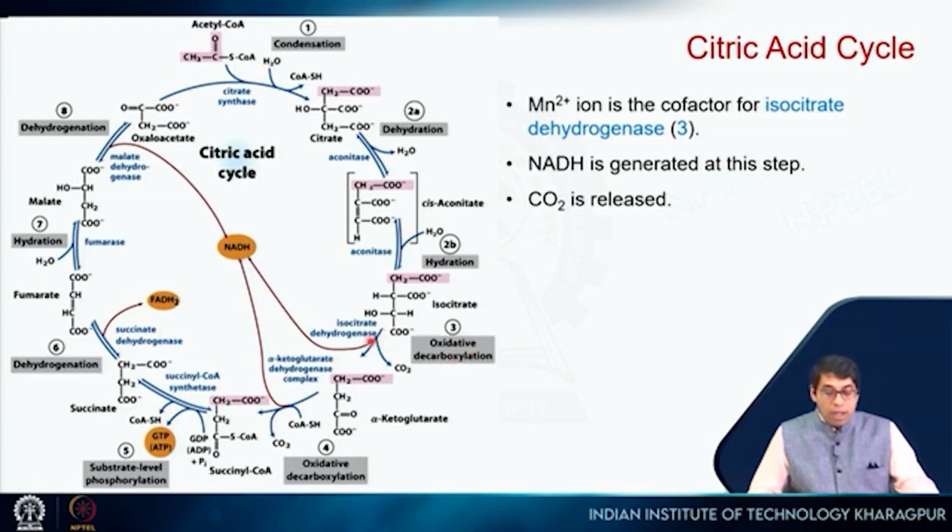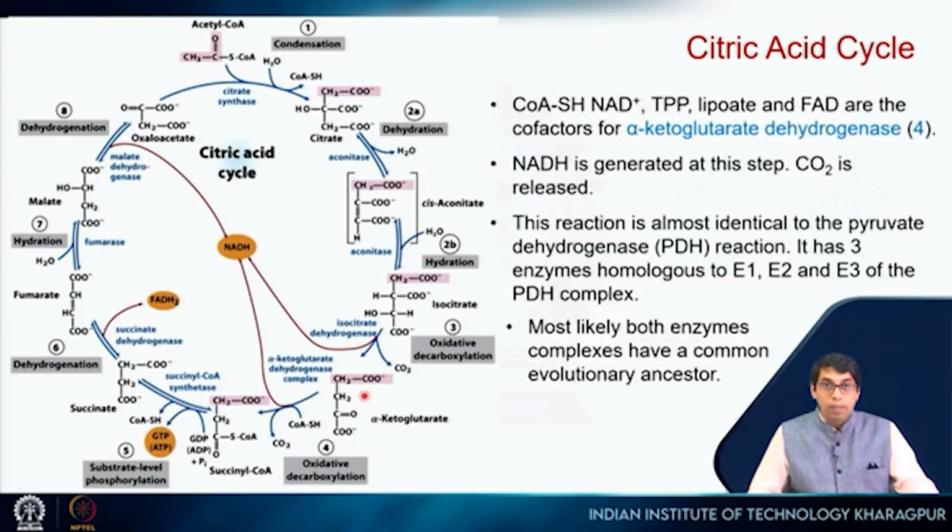So the electrons are taken up by NADH. So we have another molecule of NADH formation. Magnesium ion is the cofactor for isocitrate dehydrogenase in this step. So in this case, we have magnesium ion. So from isocitrate, we have alpha ketoglutarate.